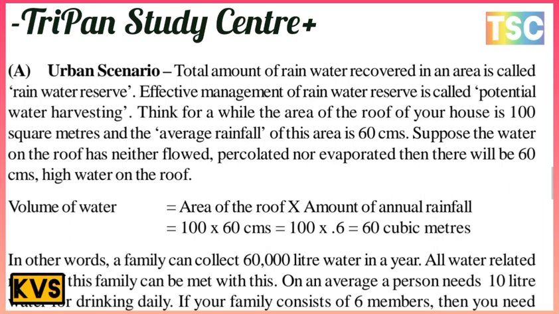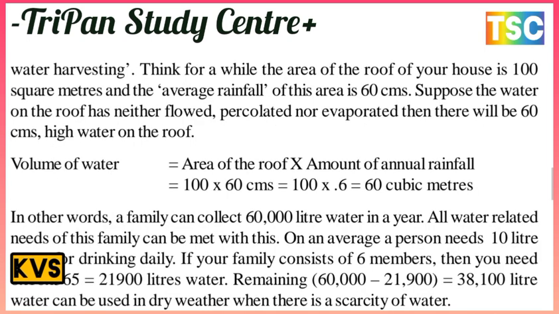In other words, a family can collect 60,000 liters of water in a year. All the water needs of this family can be met with this. On average, a person needs 10 liters of water for drinking daily. If your family consists of 6 members, then you need 6 times 10 times 365, which is 21,900 liters of water.